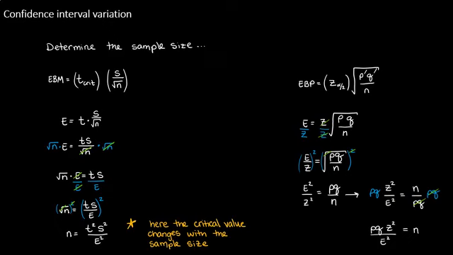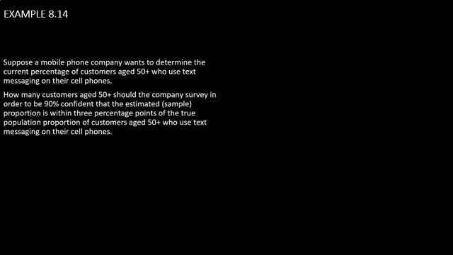We can use that equation to determine what sample size we need to force our interval to have a particular error given we know what confidence level we want to use. Let's try it. Suppose a mobile phone company wants to determine the current percentage of customers aged 50 plus who use text messaging on their cell phones. How many customers should the company survey to have a 90% confidence interval with an error that's within 3 percentage points?